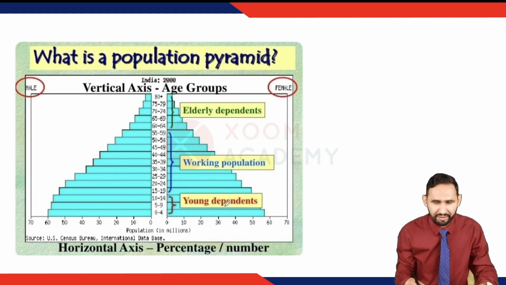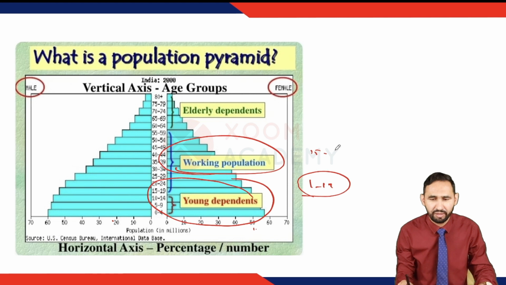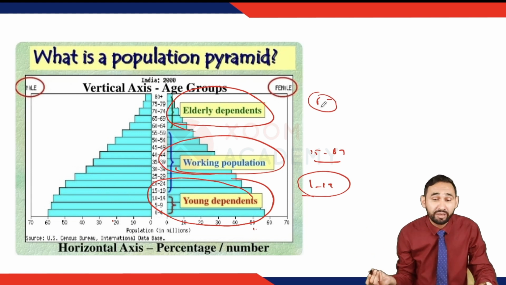As these show various age groups, on the right side there are females, the number of females, and the left side shows the number of males. These are young dependents from 0 to 14 years. Remember this: working population from 15 to 64 years, and elderly dependents above 65. So dependents can be children, dependents can be older people, and the working population lies in the middle.